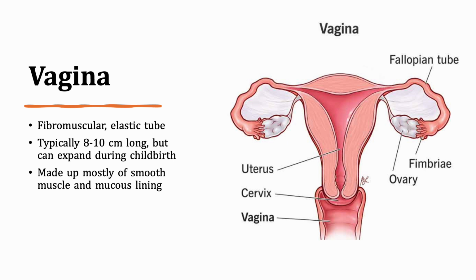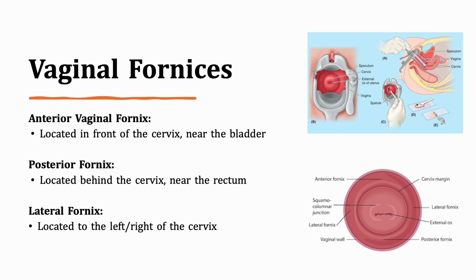Lastly, we're going to talk about the vagina. So this is the vagina right here. So the vagina is a fibromuscular or elastic tube. It's usually 8 to 10 centimeters long, but it can expand during childbirth. And it's mostly made up of smooth muscle and mucus lining. I just wanted to make a quick note about vaginal fornices.